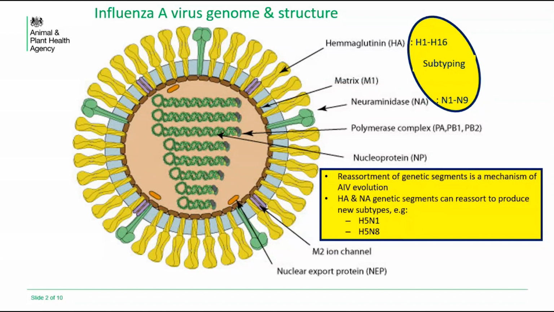For example, you can have H5N1, and then it goes through a reassortment event, and you have H5N8. In fact, it happened the other way around. Those of you who have been involved in the outbreaks will know that these are 2 of the infamous players during the last 3 years. Indeed, H5N8 caused us problems before.